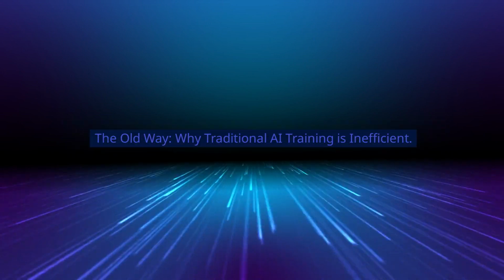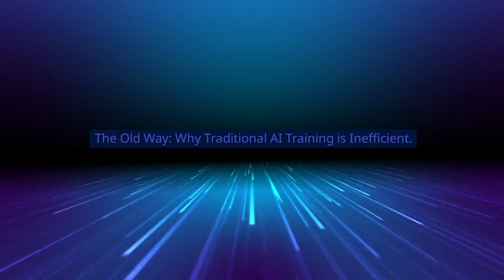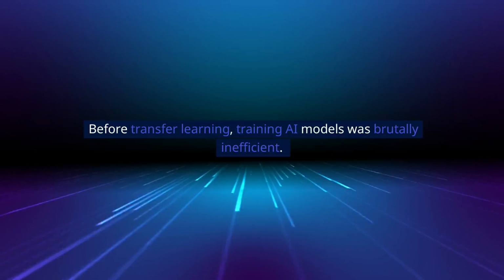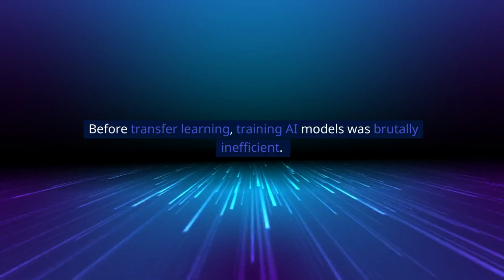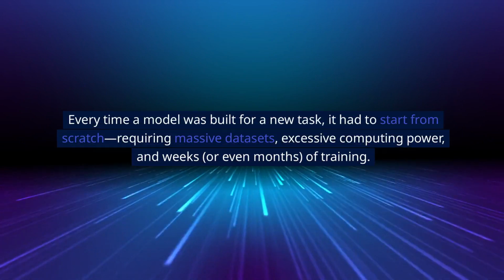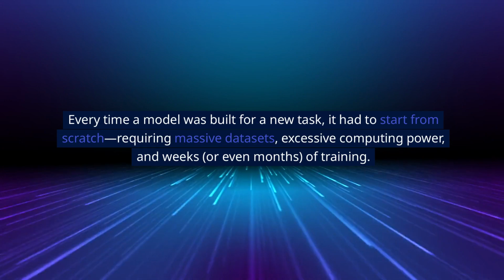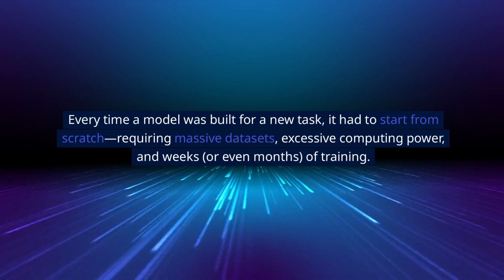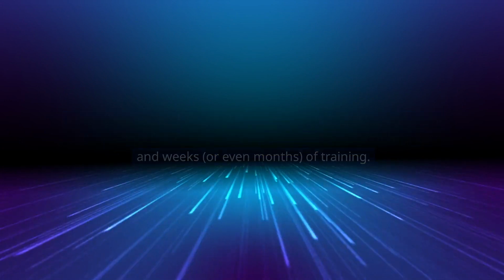The old way. Why traditional AI training is inefficient. Before transfer learning, training AI models was brutally inefficient. Every time a model was built for a new task, it had to start from scratch, requiring massive datasets, excessive computing power, and weeks, or even months, of training.